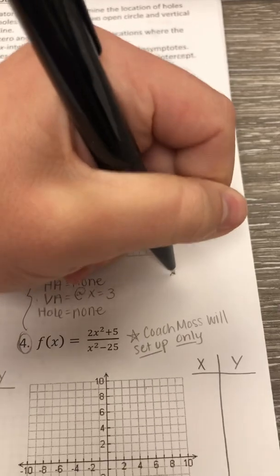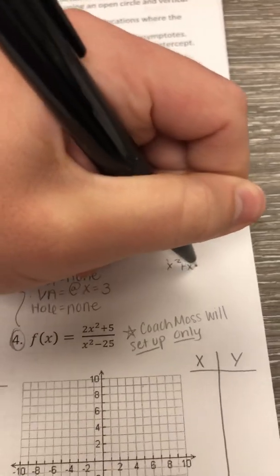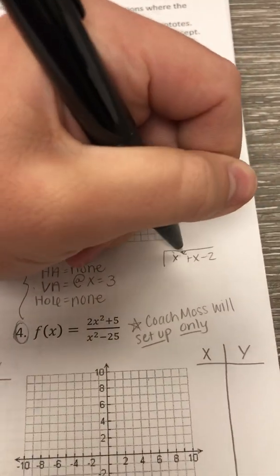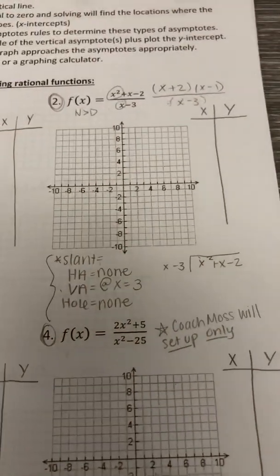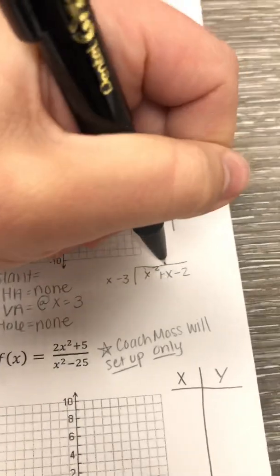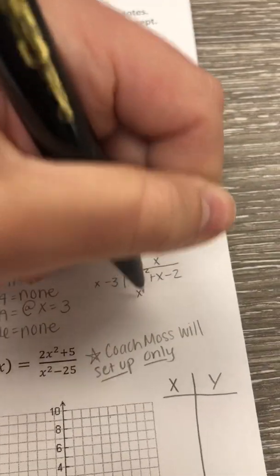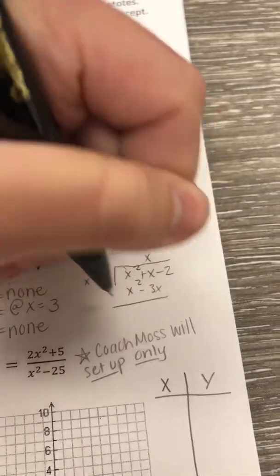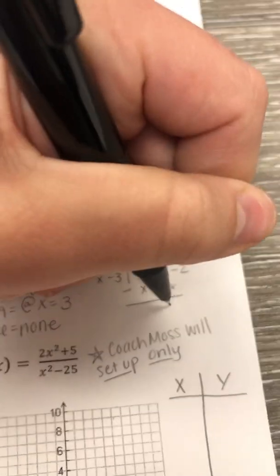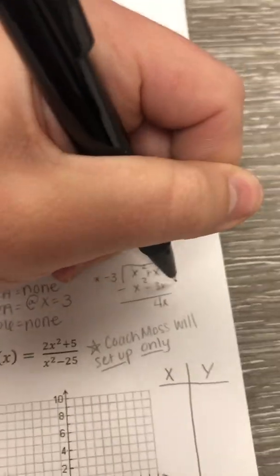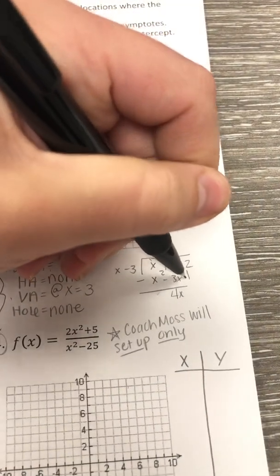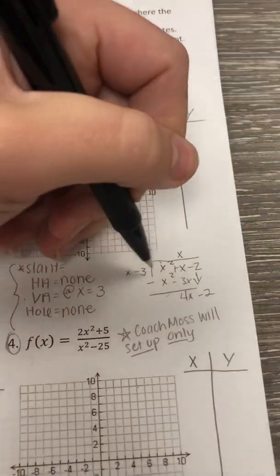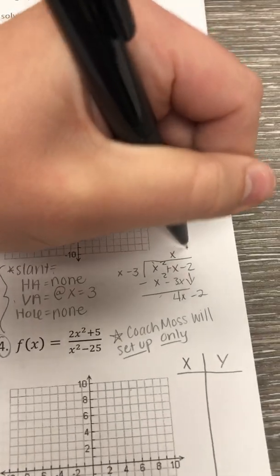So we have x squared plus x minus 2, and we are dividing that by x minus 3. We're dividing that by the denominator. All right. Once we do that, we get x squared minus 3x, subtract. So we get 4x. I'm going to try to get my camera to focus in a little bit better. I'm sorry about that. Minus 2. And then we end up with 4.